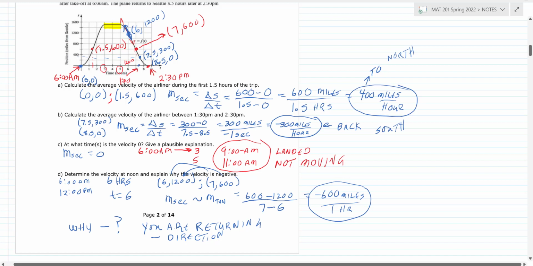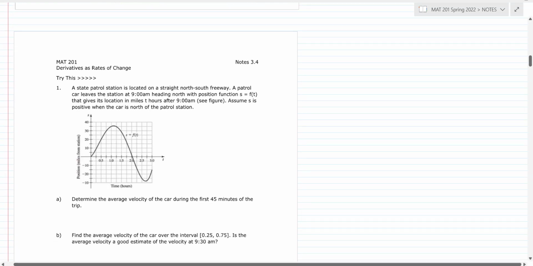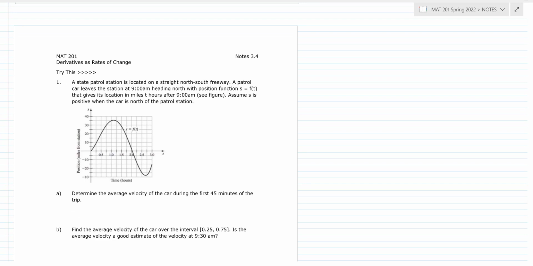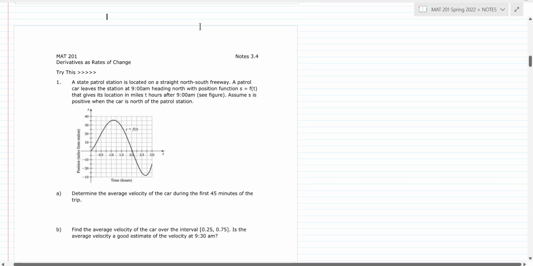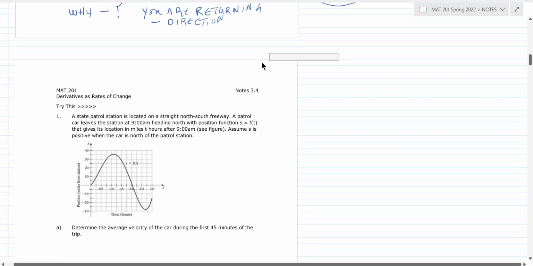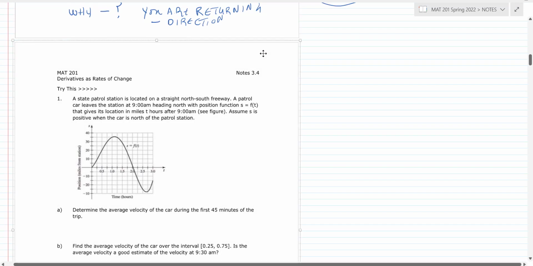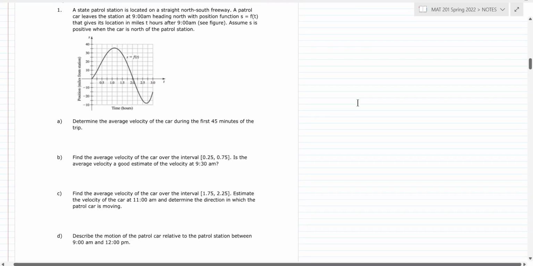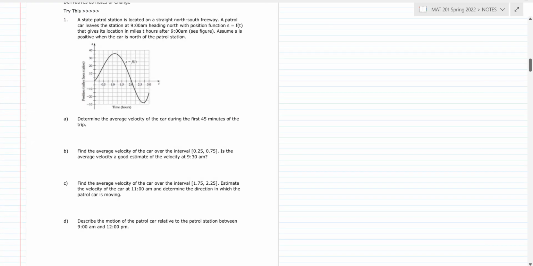What I'm going to have you do is go to the next page. If you need to pause the video right here, you can do that now. Work this similar problem out, answering the questions, and then pause the video. When you're done with those problems, I'll have you resume and check your answers. Okay, let's see how we do.